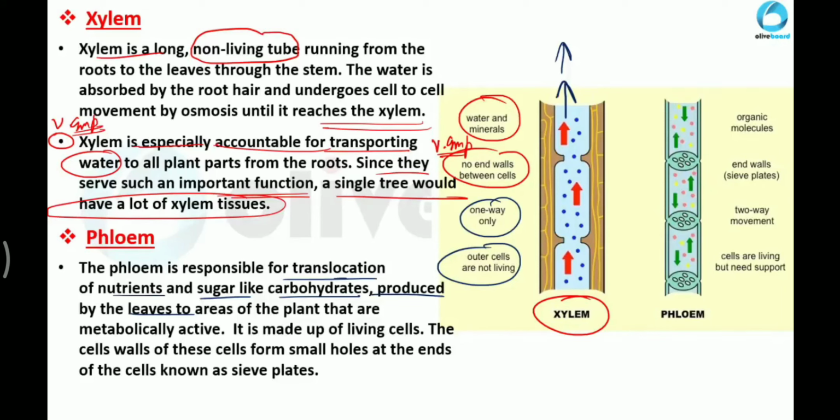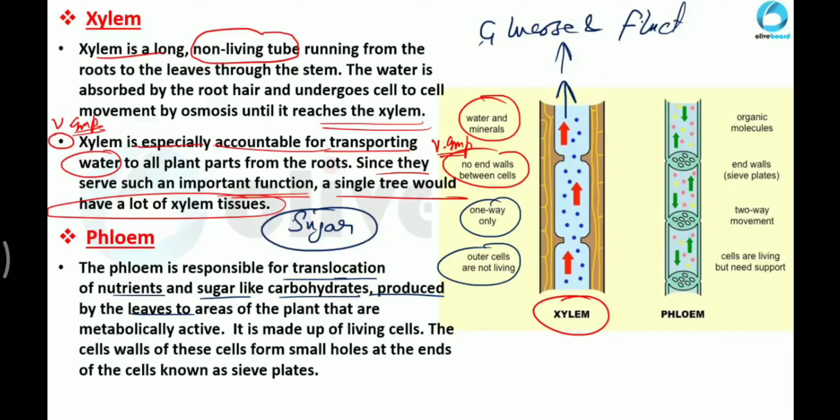What is the food material for plants? It is sugar, like carbohydrates, sugars like glucose and fructose. Glucose and fructose are sugar substances or carbohydrates, which is nothing but food material for the plants. So phloem is responsible for translocation or transportation of these food materials to different areas of the plant.